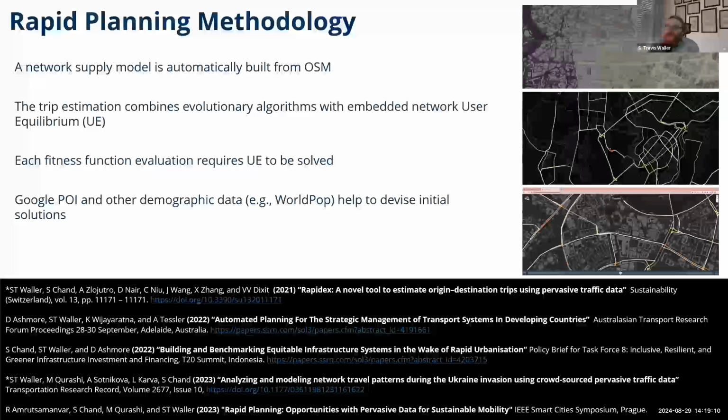And then the end result of much of this is this rapid planning methodology, where we begin building a supply model. So a network supply model out of OpenStreetMap, which many people are doing, but overlaying that with an understanding of roadway capacity. So using things like the U.S. Highway Capacity Manual and other information sources on how to translate parameters of the system into a meaningful capacity that's relevant within the context of planning. So link cost functions, BPR type capacities.